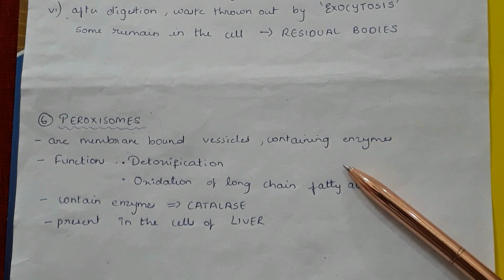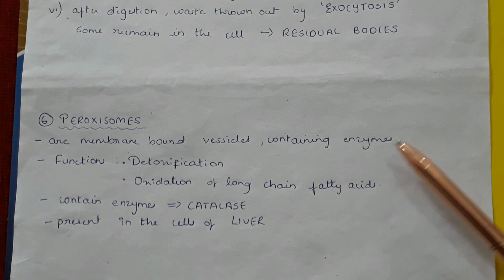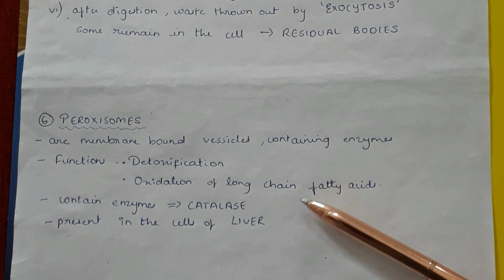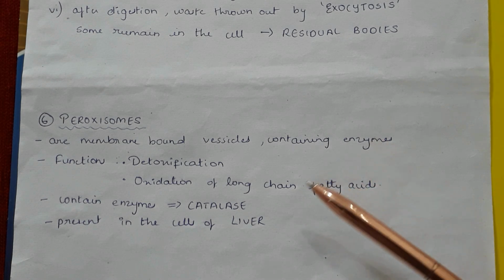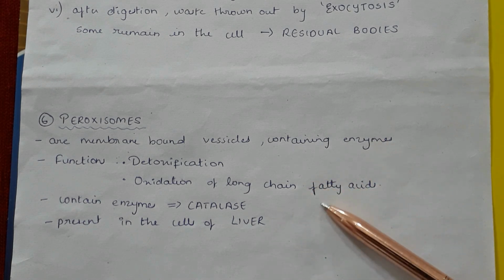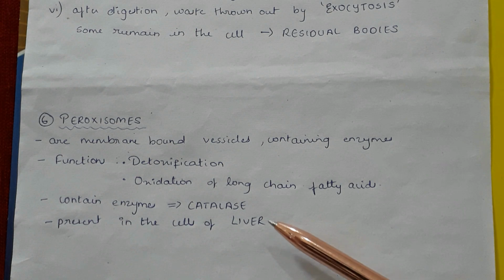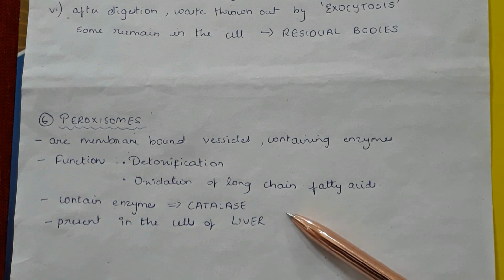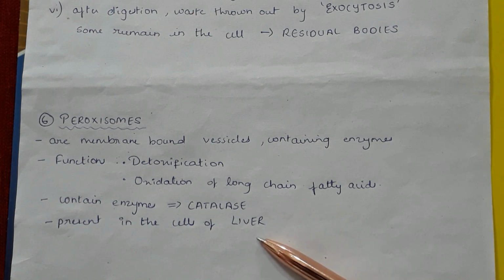Peroxisomes. These are membrane-bound vesicles containing enzymes. The functions: it helps in detoxification and oxidation of long-chain fatty acids, it contains enzymes called catalase, and it is present in the cells of the liver.